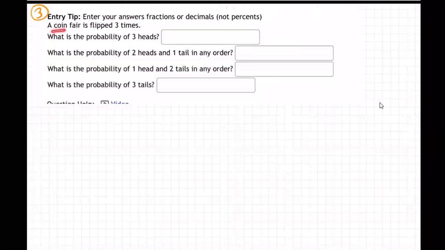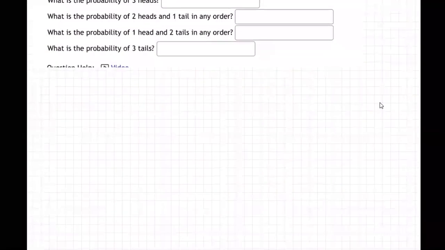Okay, so a fair coin is flipped 3 times. So you've got this coin, and you're flipping it 3 times, and they're going to ask us a whole bunch of questions about it. Well, how do you handle flipping a coin 3 times? Just like 2, but you've got 3 levels of branching. Let me come down here and try to draw it out for us.